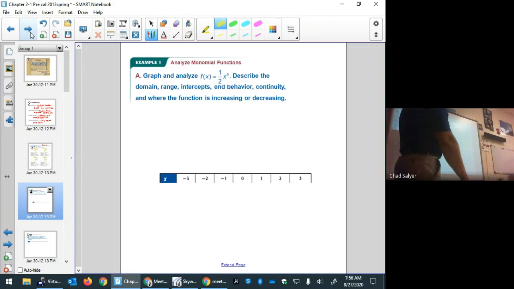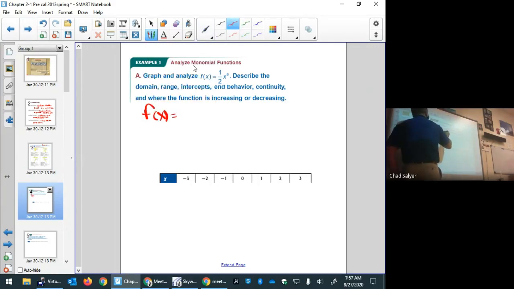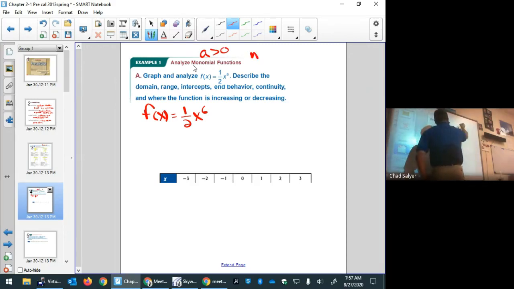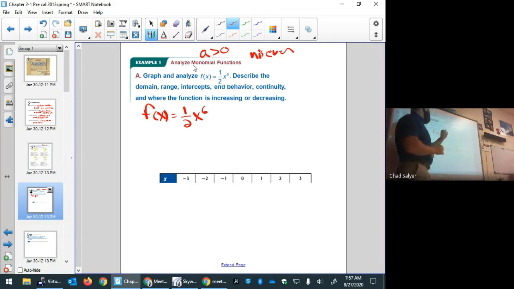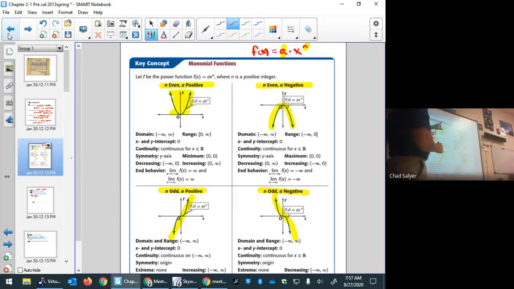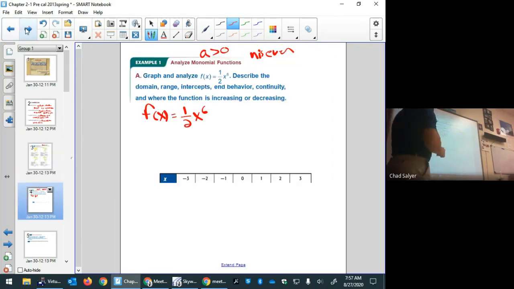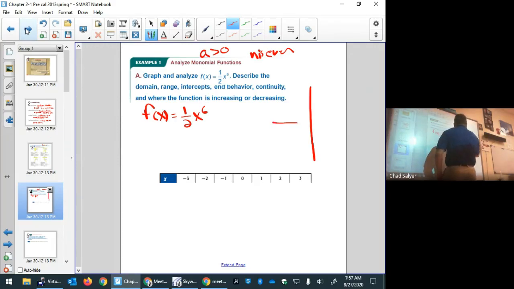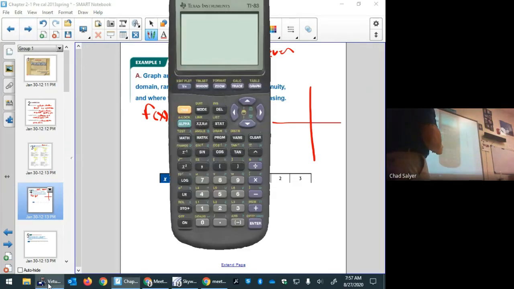Okay, so this is our first monomial function we're going to describe. I see that a is positive, 1/2 is greater than 0, and 6 is even. So the function is f of x equals 1/2 x to the 6th power. So I have a greater than 0, and n is even. That means it's going to be like this upper left. It's going to look something like that. So we'll graph it on the calculator and see how closely it conforms to that predicted shape.